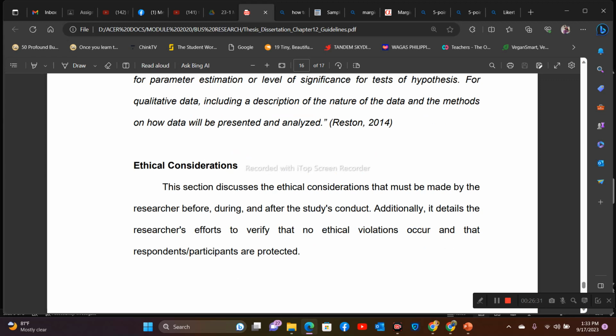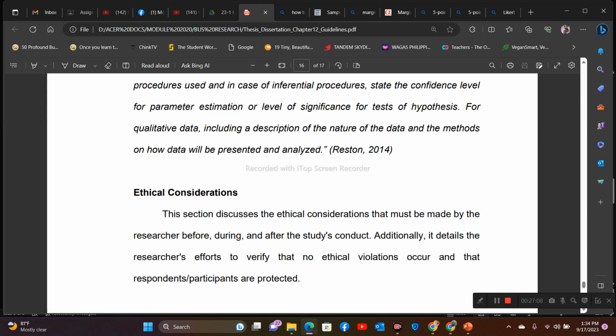And most importantly, the last part is the ethical considerations. Make sure that before, during, and after you conduct your study, there will be no ethical violations that occur. Okay? And that the respondents and participants are protected. So make sure to justify here that before and during and after the study conducted, there are ethical considerations.